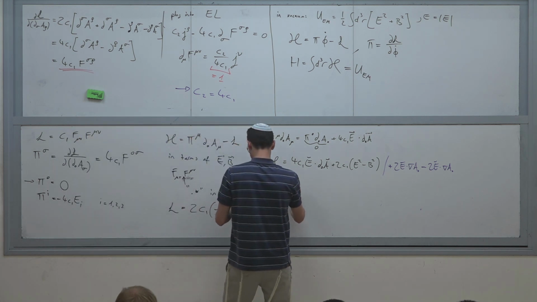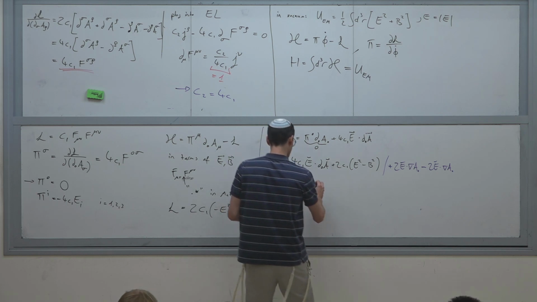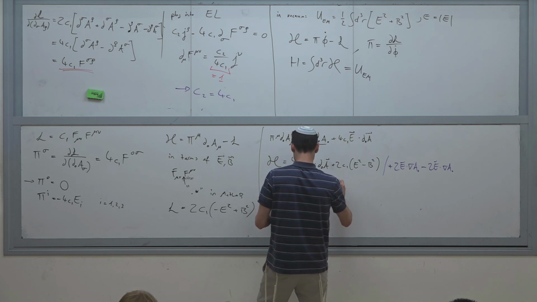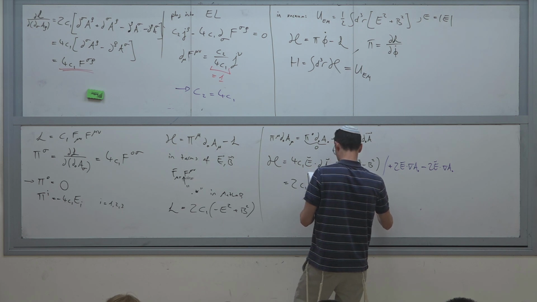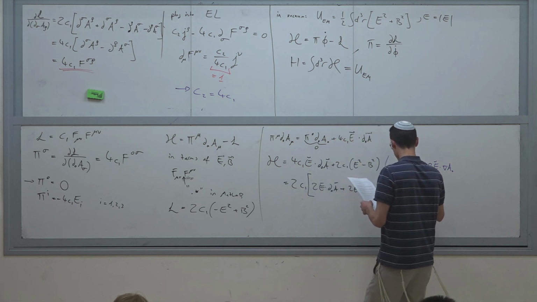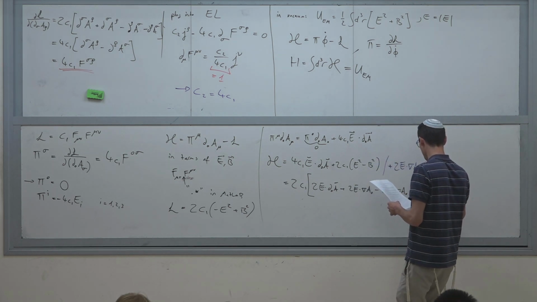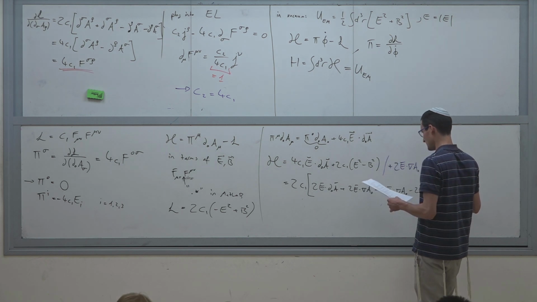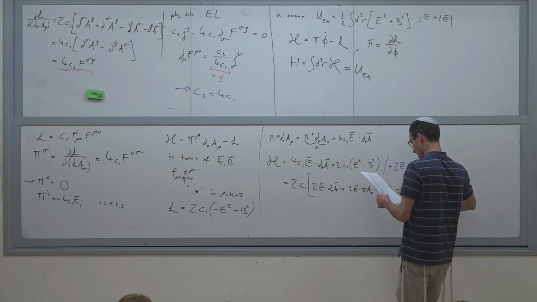So after doing this, we get 2c1 times 2E dot ∂_0 A plus 2E dot the gradient of A0, minus 2E dot the gradient of A0, plus E squared minus B squared.